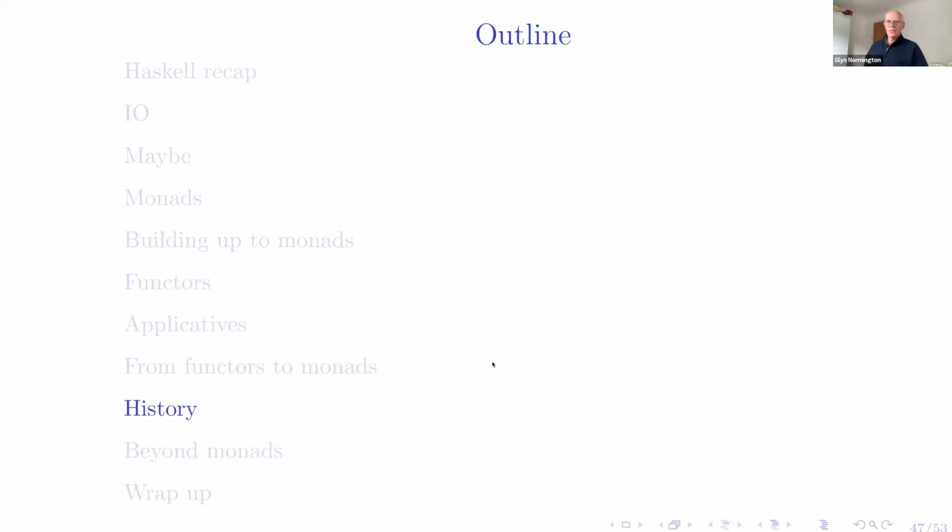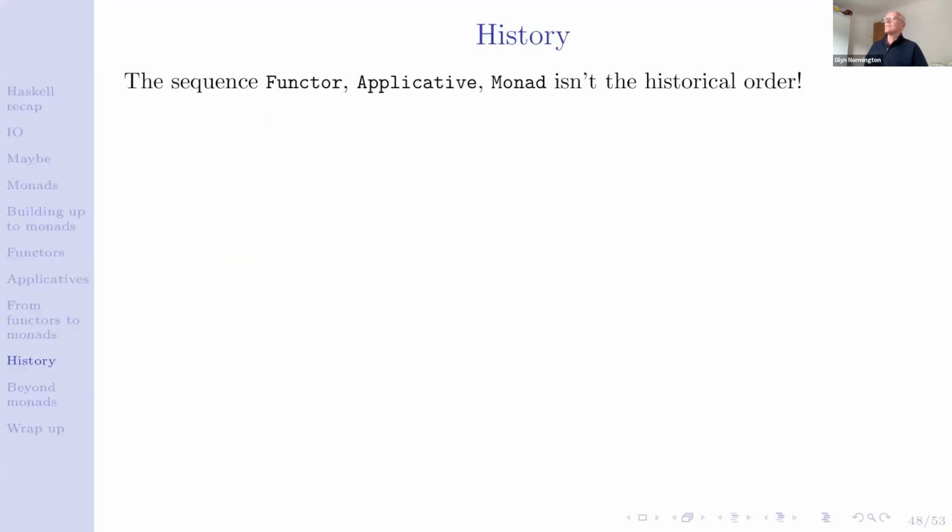Okay, so we're coming into land now. I'm just going to tell you a little bit about the history of how this came to be, because I think this is fascinating. That sequence, functor, applicative, and monad, is the way things are presented now, but that's not the way they arrived in history.